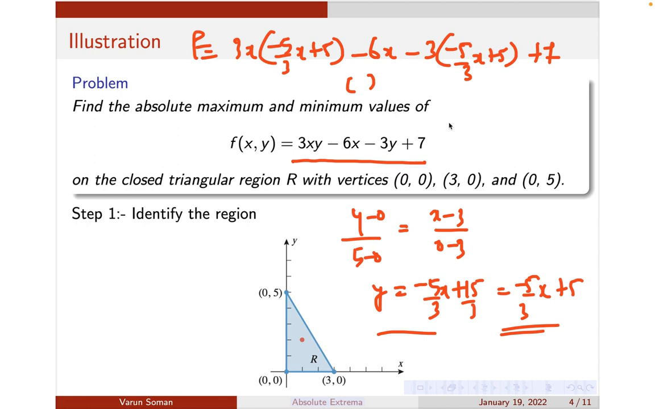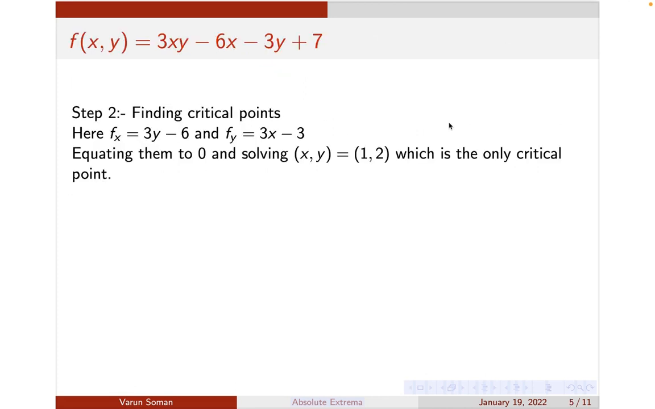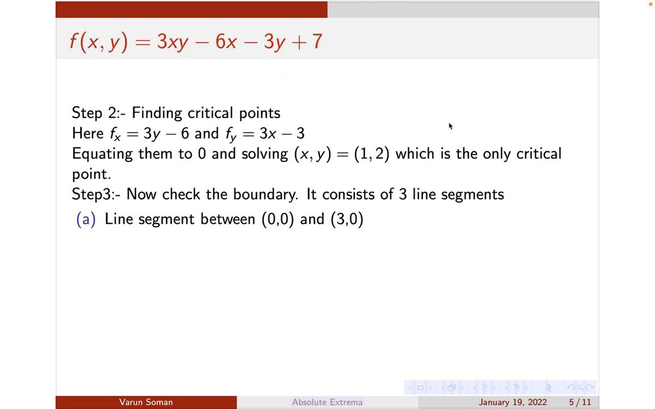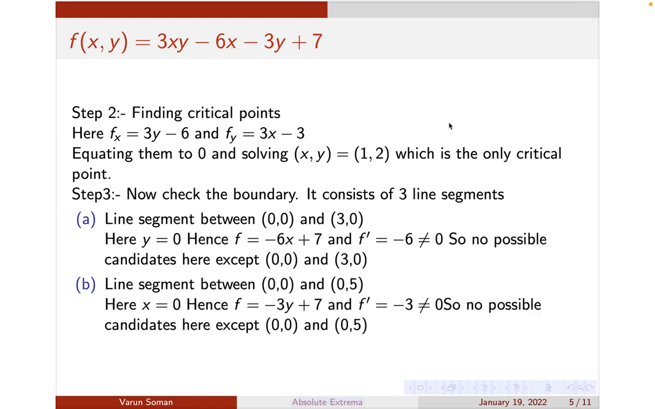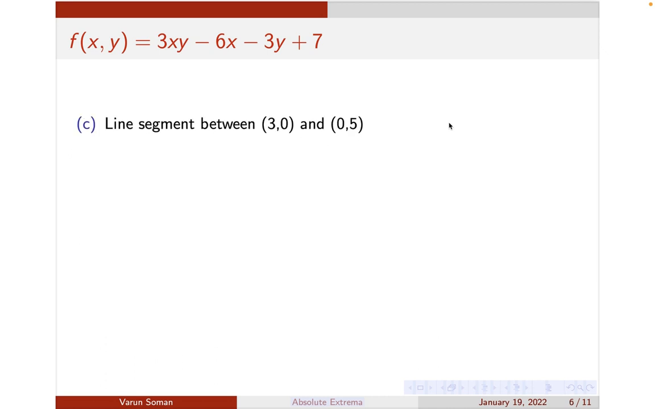Just write down the equation of each of the curves, substitute into the equation to make it a function of one variable, put f dash of x equal to 0, and simplify to get the critical points. So we have enumerated all the steps over here. I hope it is clear. As I told you, you have to check each and every line segment.